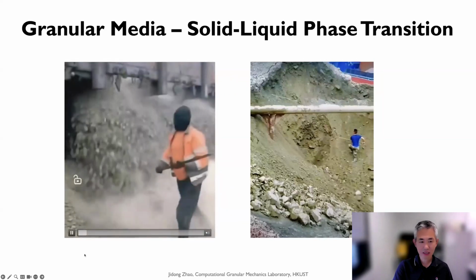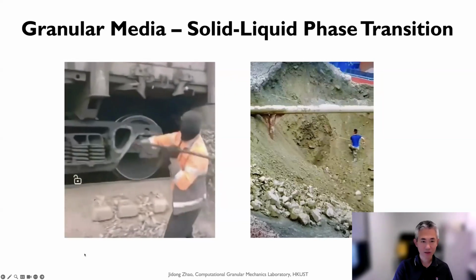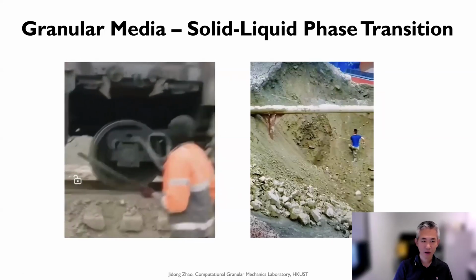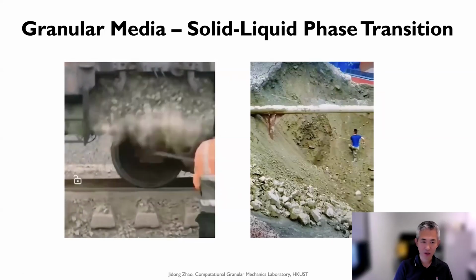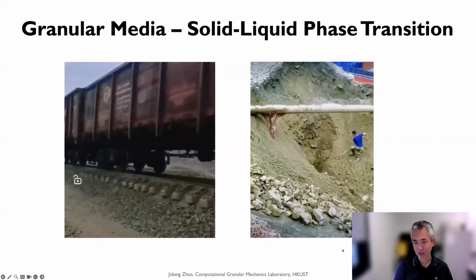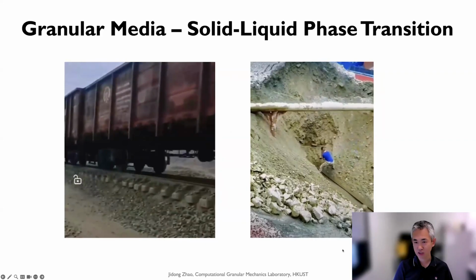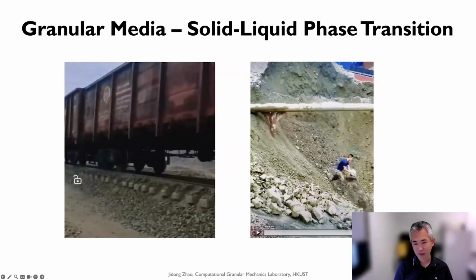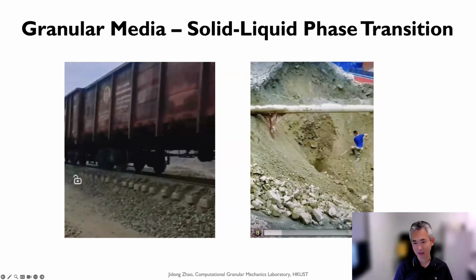This gives another example here, where we are moving some kind of minerals and things. This is another typical example of how we can easily change a solid-like granular matter into a liquid-like one.